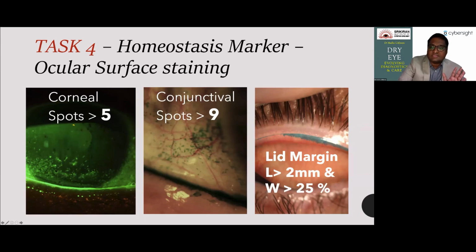So when the cornea has a problem, when you see more than 5 corneal spots with fluorescein, or with lissamine green, when you stain the conjunctiva and lid margins, when you see more than 9 conjunctival spots, and in the lid margin, when more than 2 millimeters lengthwise is involved and 25% widthwise, these are all signs of dry eye. So just give importance to these three things, fluorescein and lissamine green staining in your clinic. More than 5 corneal spots of fluorescein, conjunctival spots with lissamine that are more than 9, and in the lid margin more than 2 mm in length and 25% in width.